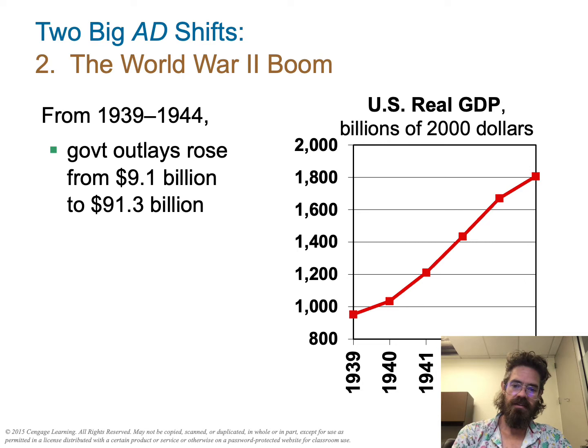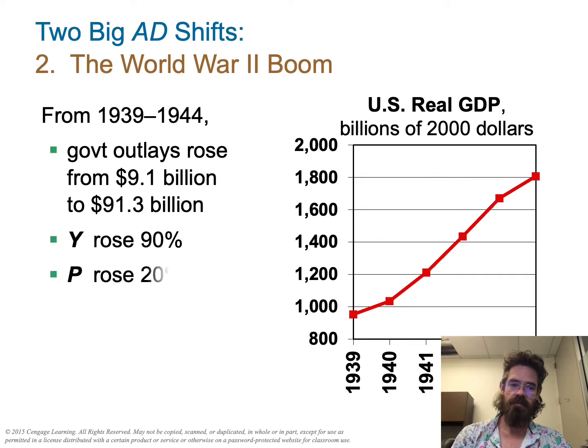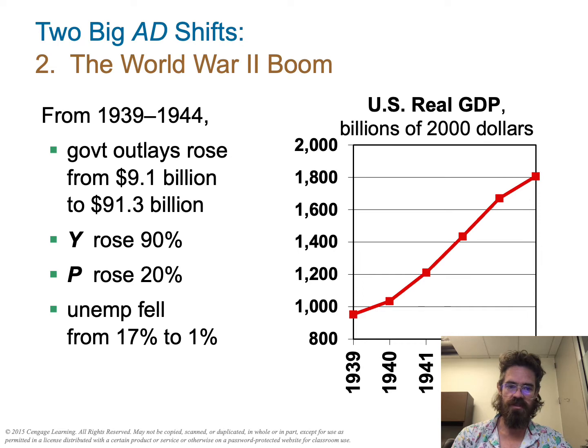And that, of course, shifted the aggregate demand curve to the right, and started to help the economy recover. GDP rose 90%, the price level rose 20%, and unemployment fell from 17% to 1%, which is ridiculously low for unemployment. 1% unemployment is probably the lowest it's ever been in our country.